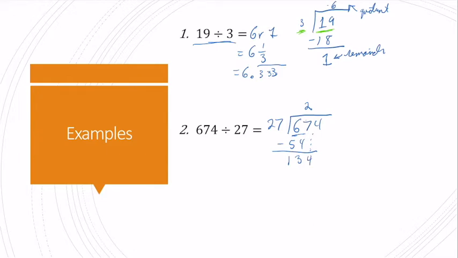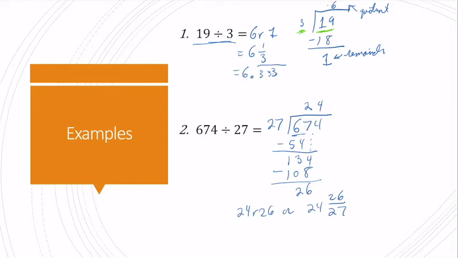Okay, how many times does 27 fit into 134? I'm going to say just 4 times. So I've got 4 times 27, which is 108. And if I take the 108 from 134, I get a remainder of 26. So I've got 24, remainder 26, or 24 and 26/27s.